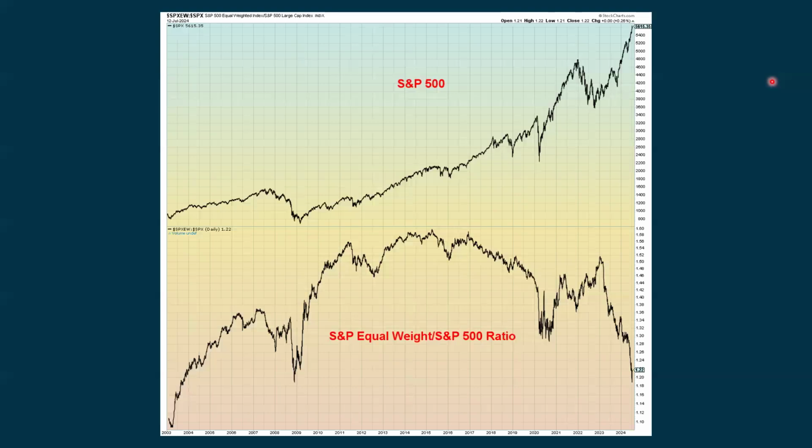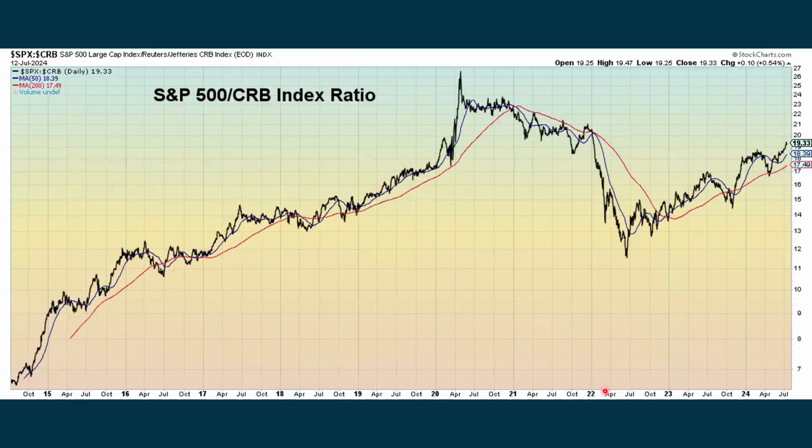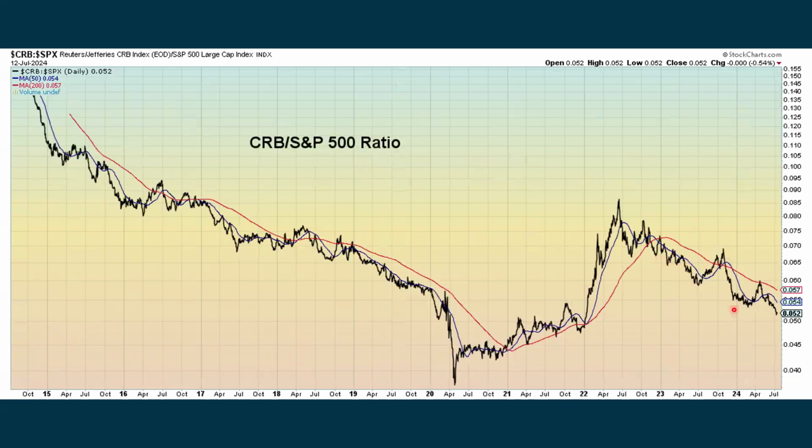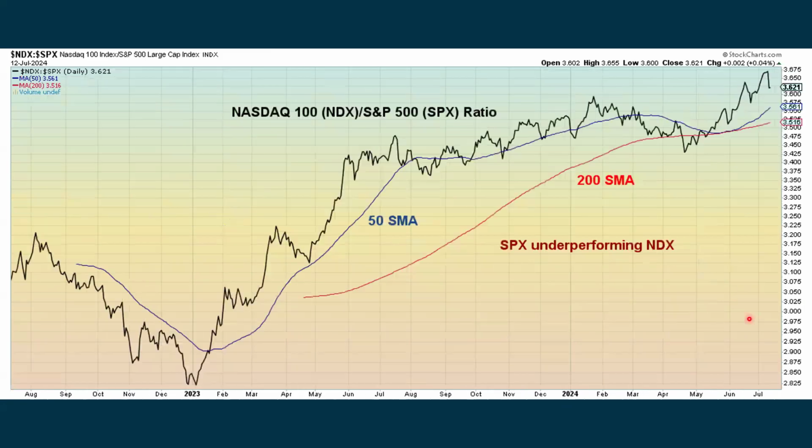And here's a ratio showing how the equal weight has been underperforming, but it's starting to go back up when compared to the S&P 500 weighted index. Here's stocks compared with commodities, showing how stocks are outperforming. And here's an inverse showing how commodities are underperforming stocks.